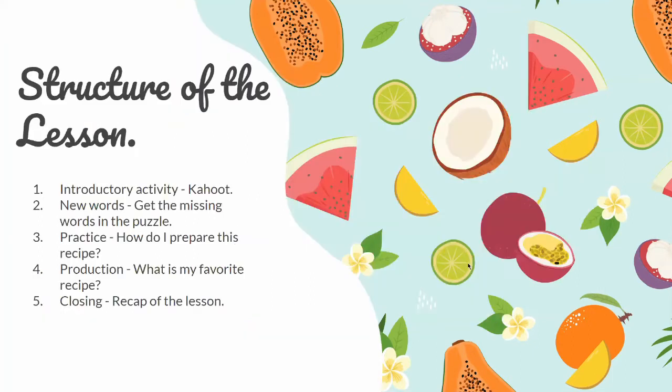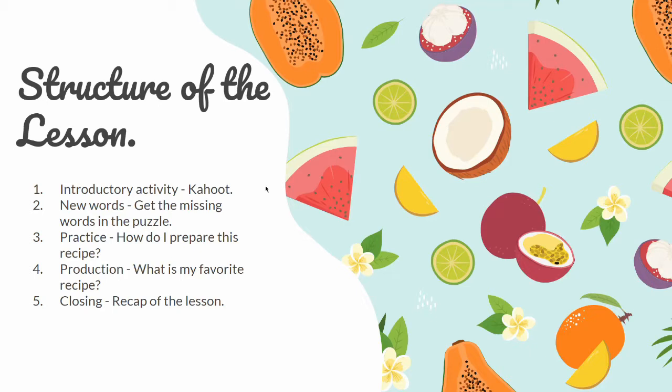So what is this lesson about? First of all, we're going to play a little Kahoot. I guess all of you know this game. You will have some questions, and on the screen you will have four options. Depending on the right option, you have to select the right option. Then we're going to be playing a puzzle game, where you need to find certain words.